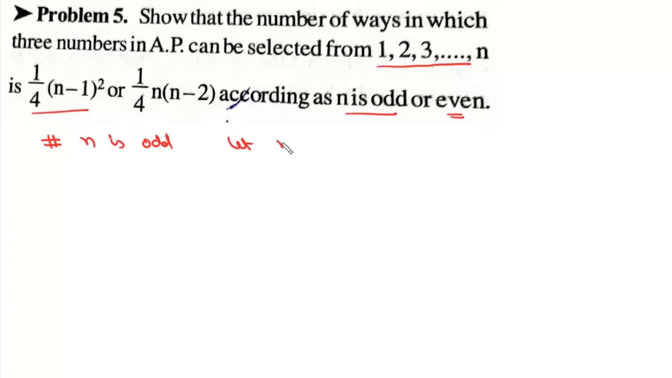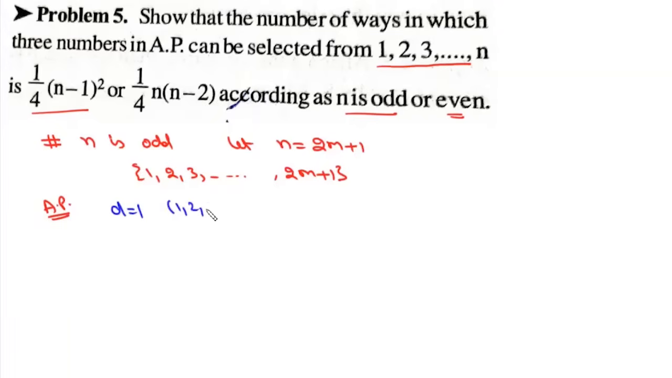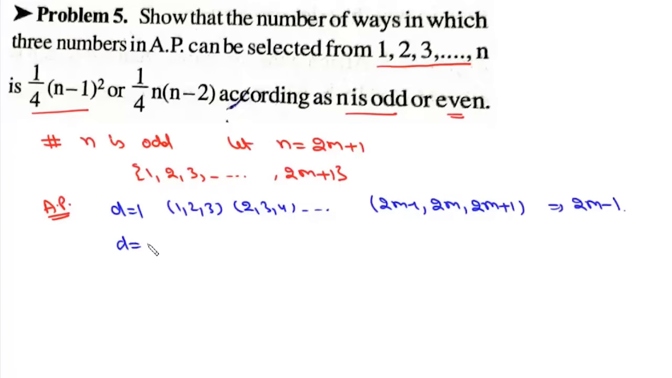Say n is some 2m + 1. So we have these numbers from 1, 2, 3 up to 2m + 1. Now we have to select 3 numbers in AP. Now we can consider 3 numbers with common difference 1. It can be 1, 2, 3, 2, 3, 4 up to 2m - 1, 2m and 2m + 1. So there will be 2m - 1 such cases.